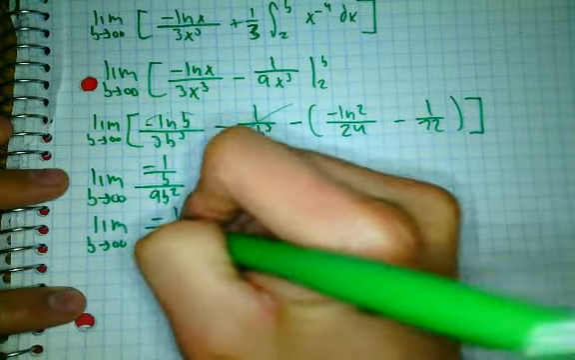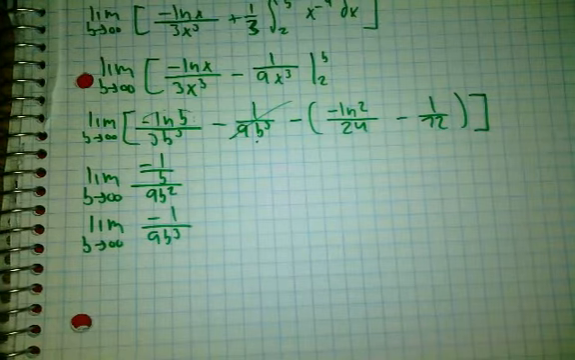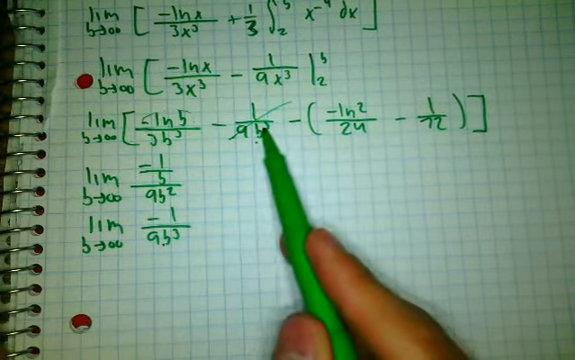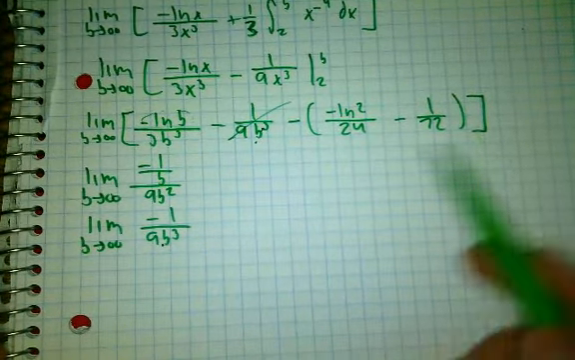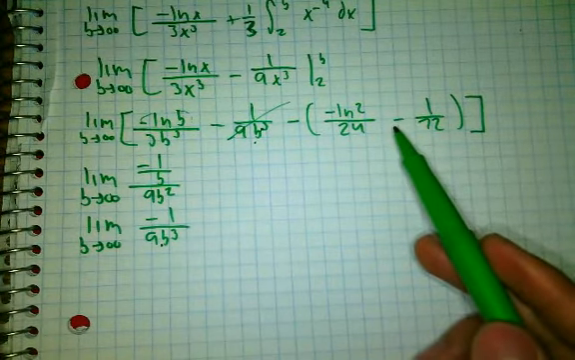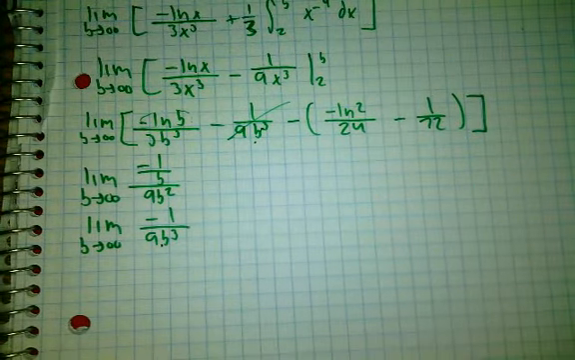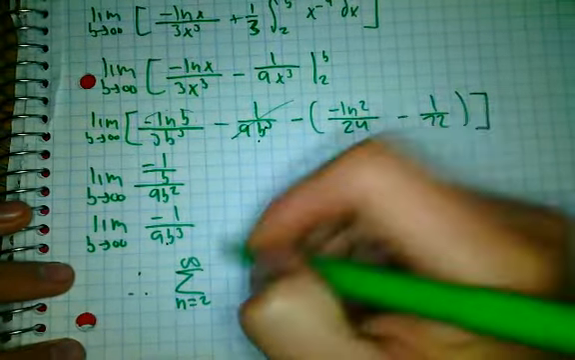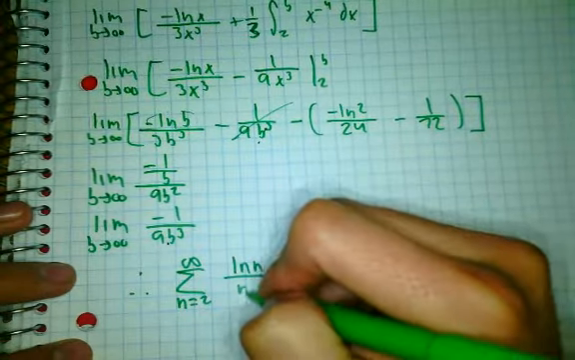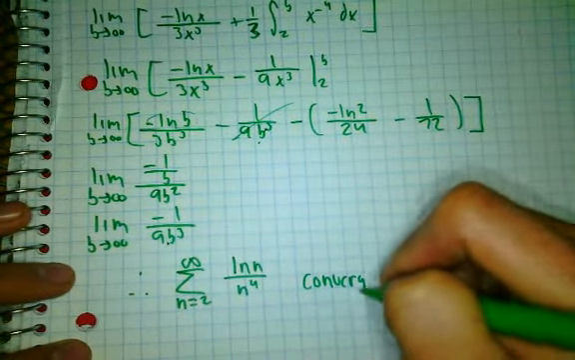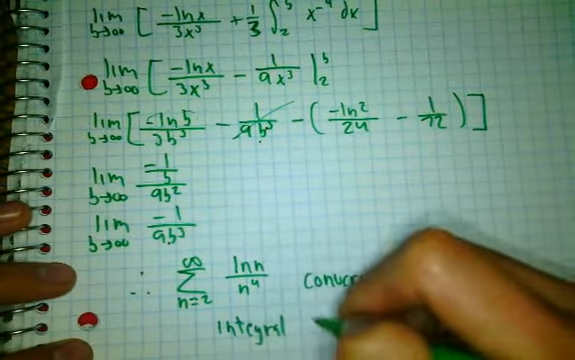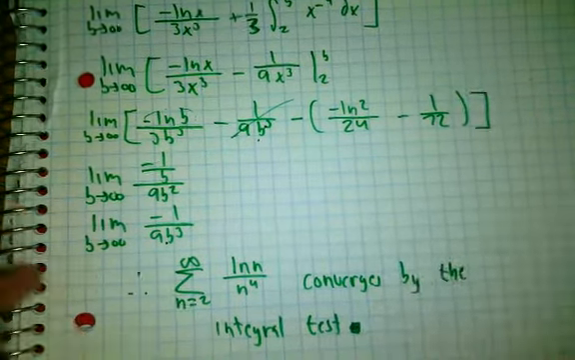So if I summarize things, this goes to 0. We already said that the limit for this went to 0. And then this goes there, whatever that is. I don't need to know what it is. It is an actual value. So what can you tell me about the series? Therefore, the series from 2 to infinity of ln of n over n to the fourth converges by the integral test. You have to mention by what test it's converging or diverging. Okay?